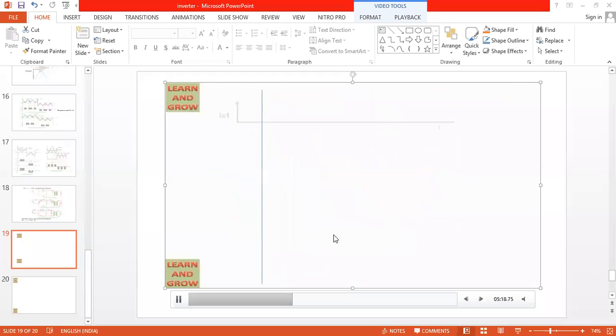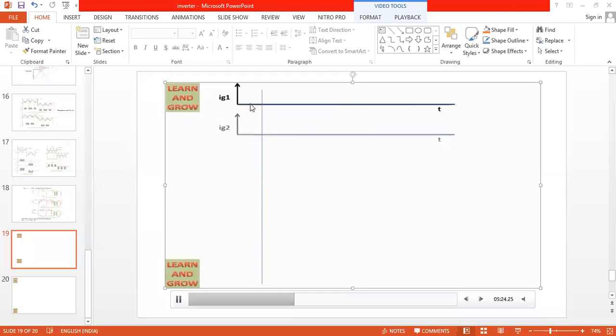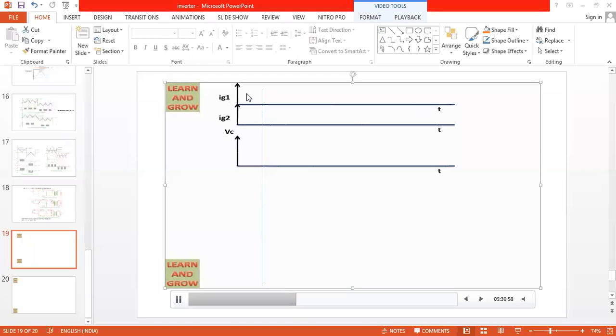Now you see the waveforms here. So IG1, we are giving the pulse signal. You must draw the pulse signal here. IG1 means the gate current of SCR1. IG2 is not given a pulse signal. And the capacitor voltage is how much? The capacitor is charged to 2 times the source voltage. You will see it. These waveforms are important for this topic.